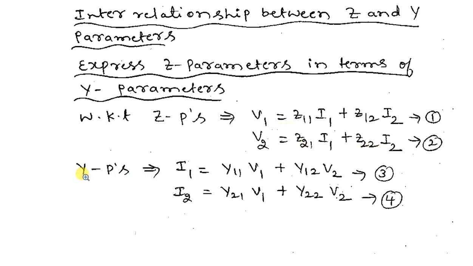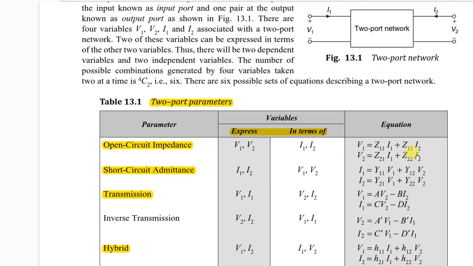Similarly, Y parameters. Z means impedance parameters. Y means admittance parameters. In admittance parameters, currents I1, I2 are expressed in terms of V1 and V2. And the parameters are Y11, Y12, Y21, Y22. Just recall the four. You have to remember these equations.